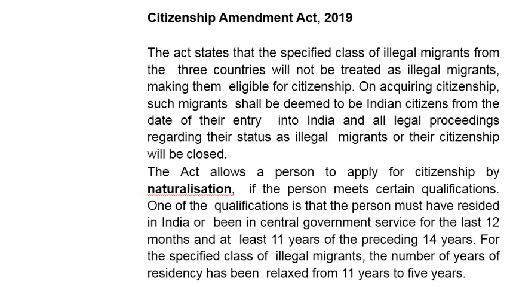The Act allows a person to apply for citizenship by naturalization if the person meets certain qualifications. One of the qualifications is that the person must have resided in India or been in central government service for the last 12 months, that is 1 year, and for at least 11 years of the preceding 14 years. For the specified class of illegal migrants, the residency requirement has been relaxed from 11 years to 5 years. That means the earlier qualification for acquiring citizenship was 11 years of living in India, but it is now 5 years.